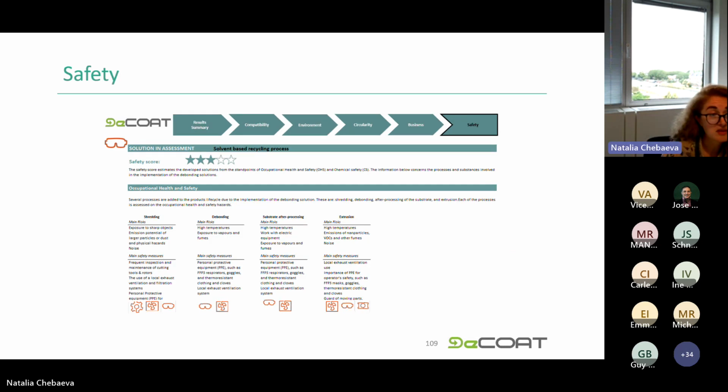Regarding safety, and that's the last category, we also provide 2 assessments based on 2 factors: occupational health and safety for the processes added due to the introduction of debonding solutions, and the chemical safety of the solution itself introduced to the production.